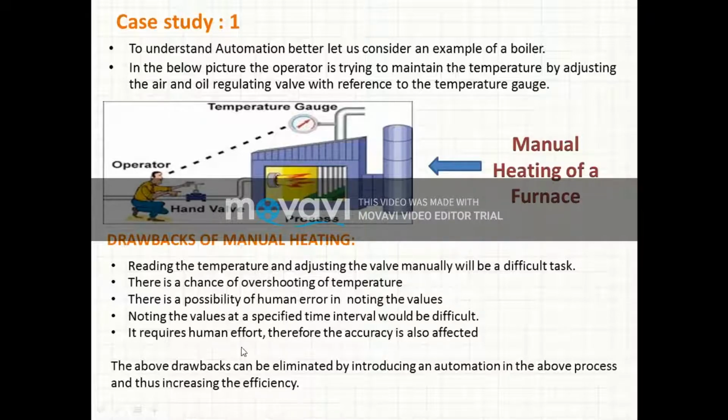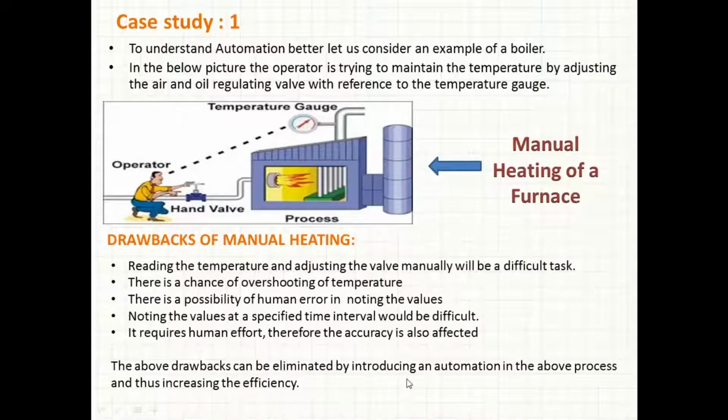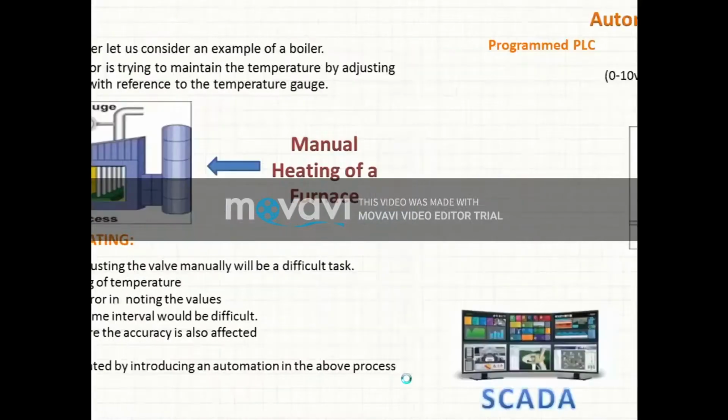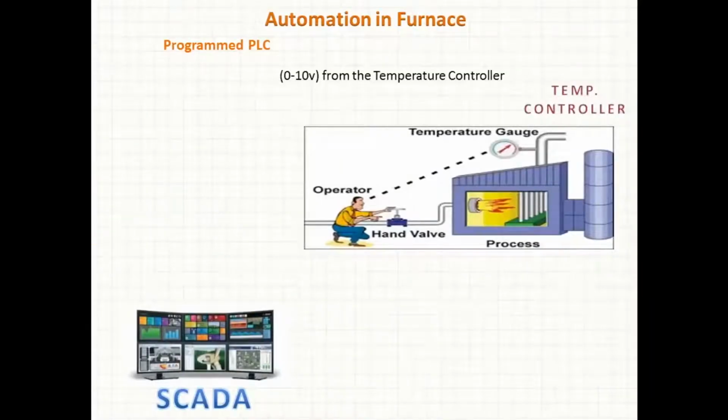The above drawbacks can be eliminated by introducing automation in the above process, thus increasing the efficiency. In the next slide, I'll be explaining how the PLC comes into play. Here in this picture, it shows a man controlling a hand valve with the temperature gauge as a reference. In the next slide, I'll show what automation is. The same temperature control is there, but the human operator is totally avoided.